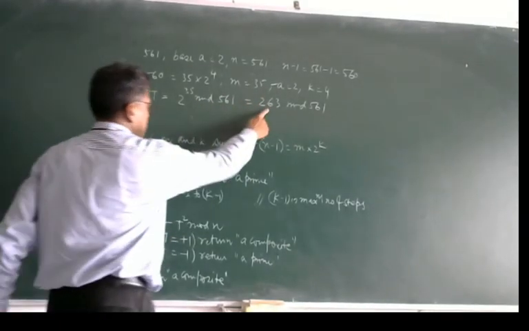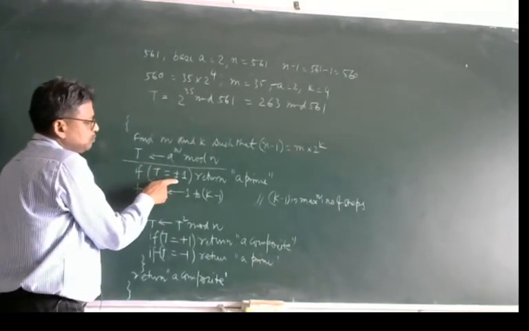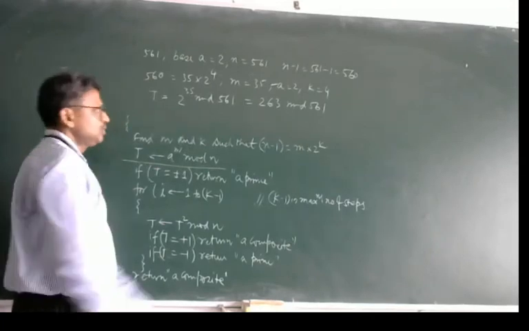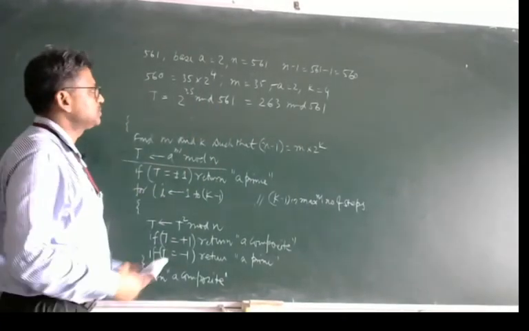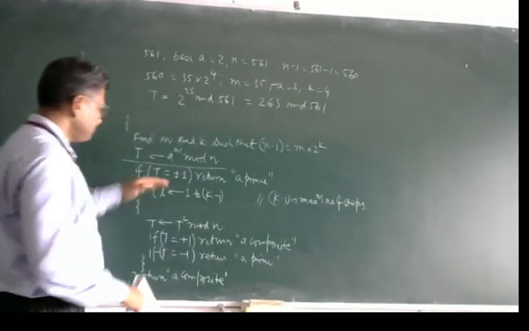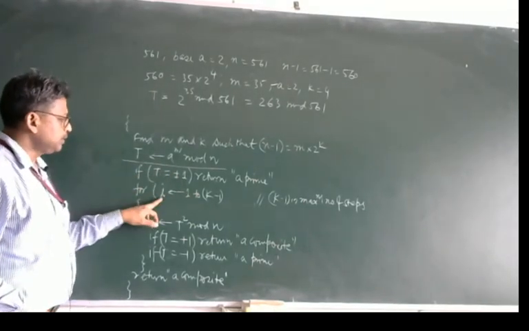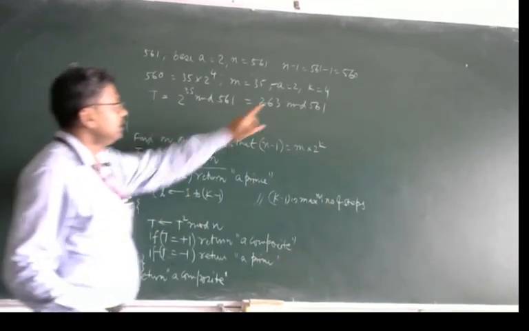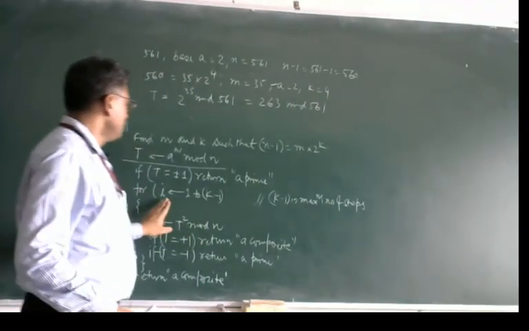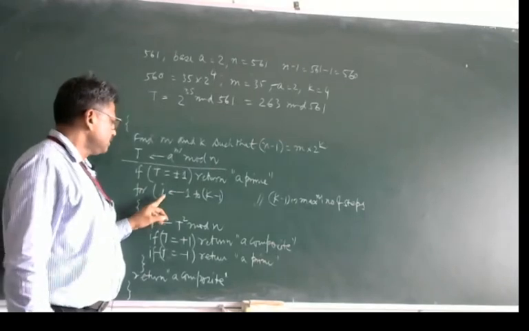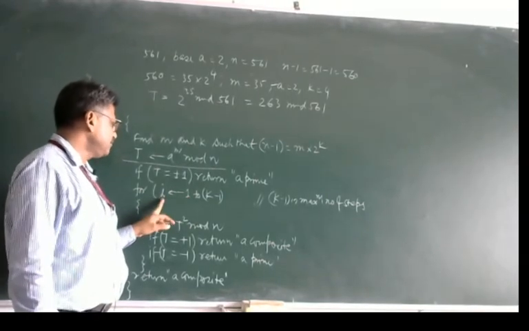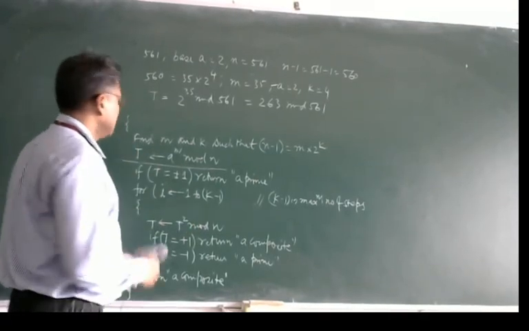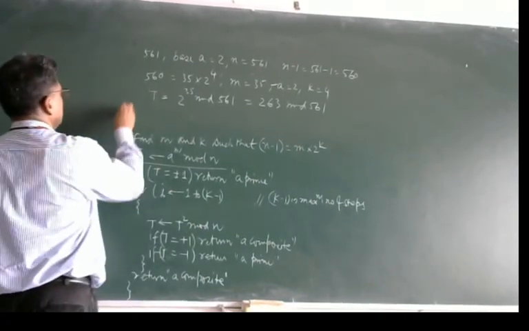Now this 263, here it says that if t is equal to plus minus 1, return that it is a prime, but it is coming around 263. So we cannot say whether 561 is a prime number or not. So we have to go for the further steps. Now here the step says that I will start from 1 to k minus 1. Here the value of k is equal to 4. So it means in the iteration process, the first value of i will be 1, second value will be 2, third value will be 3.